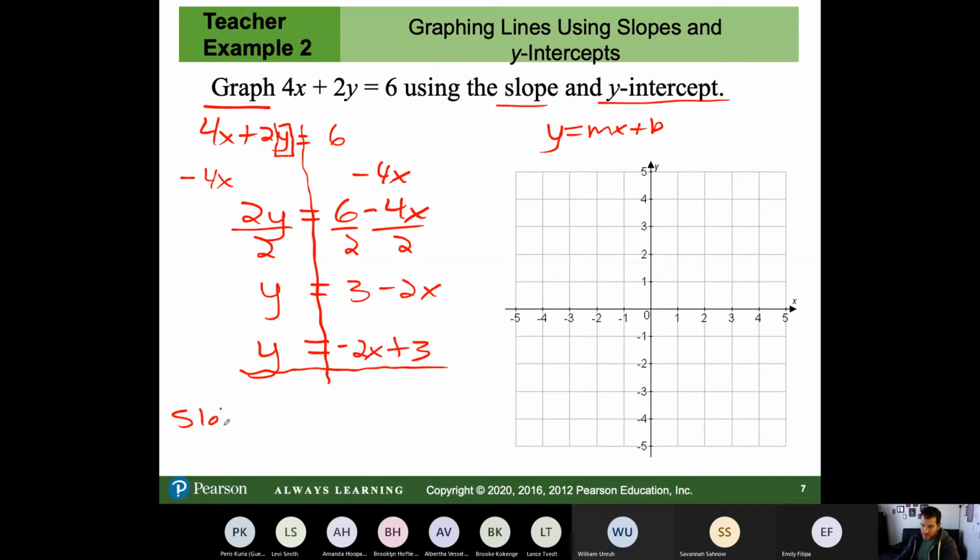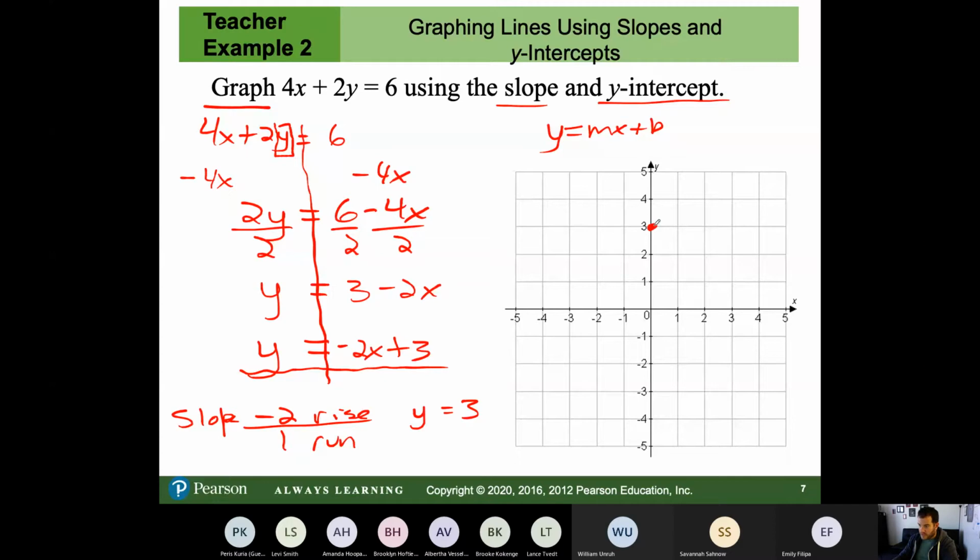So what is my slope? I think my slope here, you would say, is this m. So that's going to be negative 2. I'm going to put that over a 1, right? Because we want that to be a rise over a run. And then my y-intercept is going to equal 3. So then, when it comes time to graph it, you always start at the y-intercept. So there's my y-intercept, and I have a negative 2 rise and a run of 1.